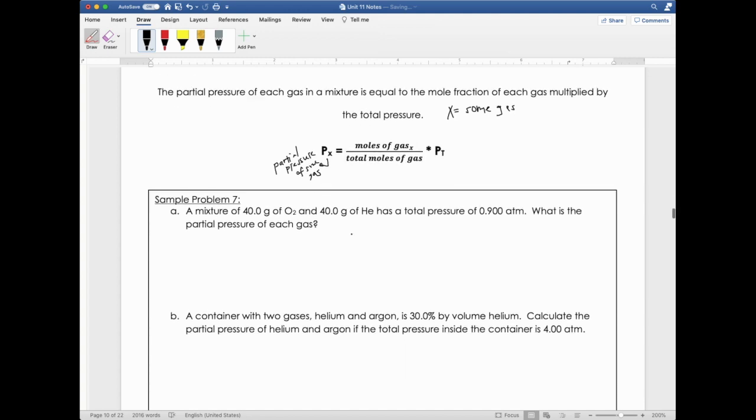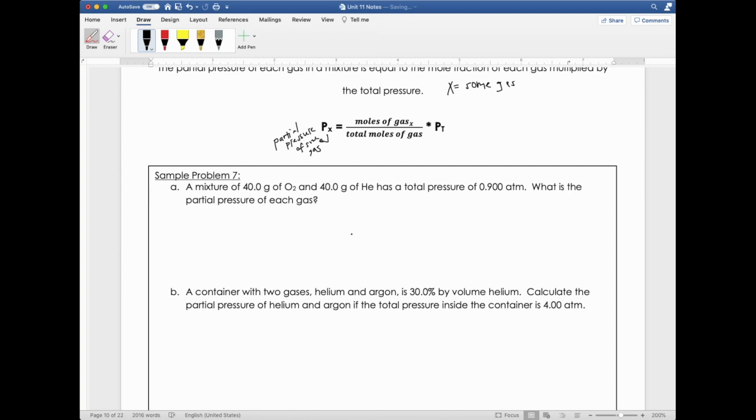So let's try sample problem 7 together. A mixture of 40 grams of oxygen and 40 grams of helium has a total pressure of 0.9 atmospheres. What is the partial pressure of each gas? So I'm not given anything else other than the pressure of the system and then just the number of grams of each gas that's there. We can find out, just based on this information, what's the partial pressure of each individual gas.